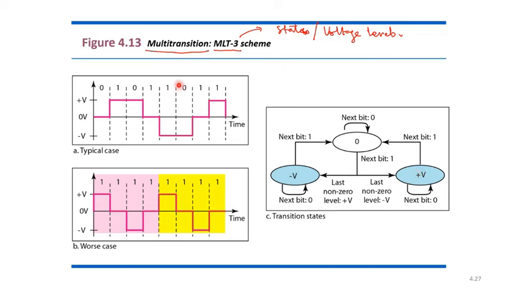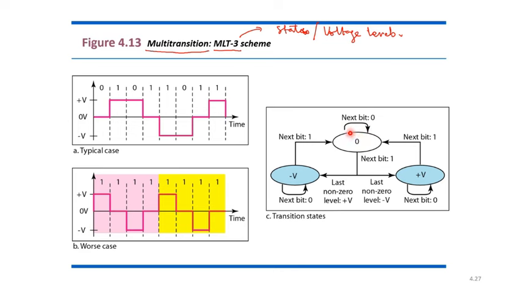So how is this coding provided? The coding will be provided in the following form. Suppose we want to encode 01011011. This is the digital data we need to encode into the multi-transition MLT-3 scheme. Then we need to use the transition states. While using them, we just need to see that if the signal level is at zero, and the next bit is zero, then the signal level will continue at the level zero only.